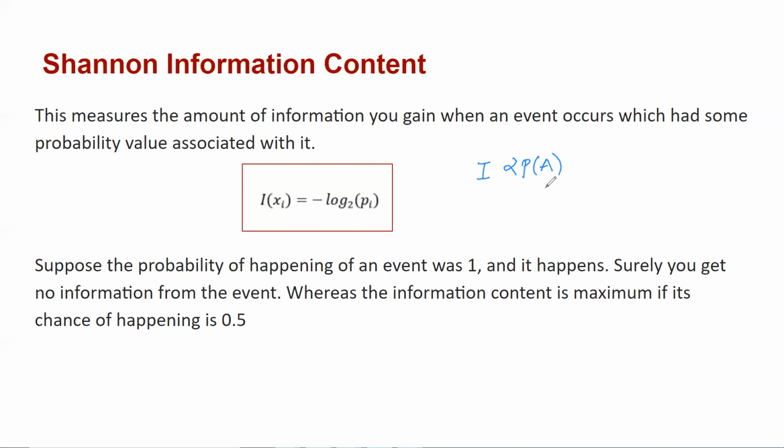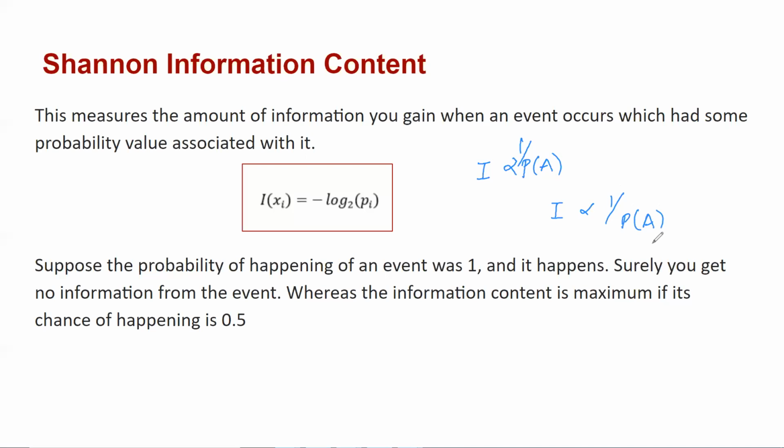So what is happening here is, if the probability of occurrence of an event is high, is certain, then the information content is low. But if the probability of occurrence of that event is less, then the information content is high. Sorry, here it should be 1 over the probability. This is inversely proportional. Is it clear?